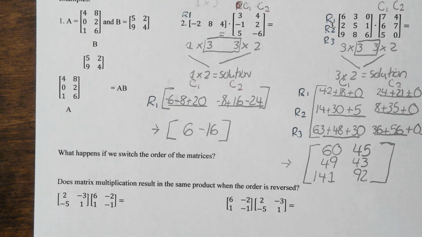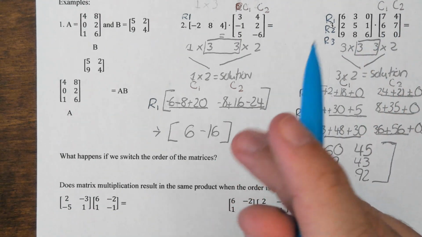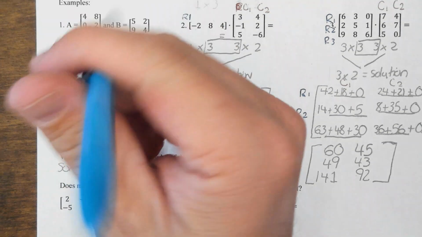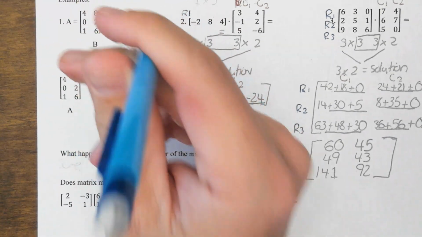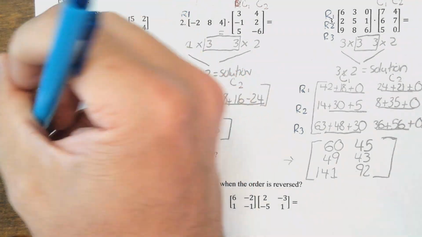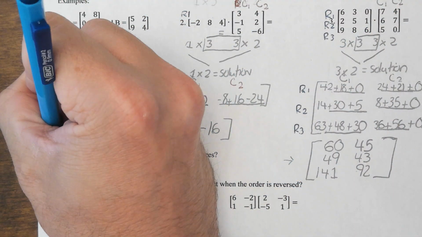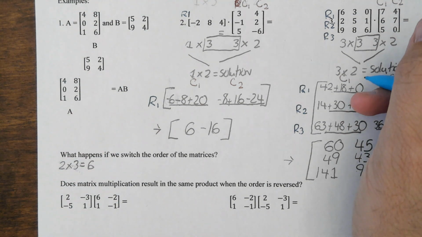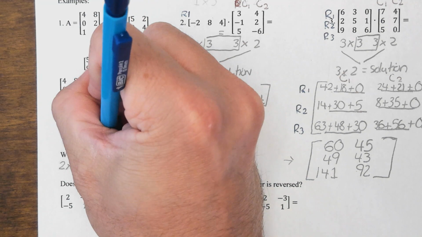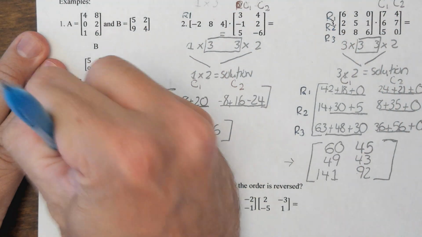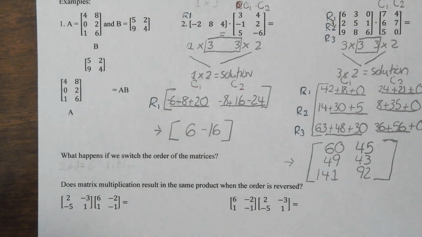So what happens if we switch the order of matrices? Well, if you switch the order, let's explain this. So like if I did this, right? What is 2 times 3? 6, right? What is 3 times 2? It's also the same, right? So it stays the same. Unfortunately, though, with matrices, that is not always true.